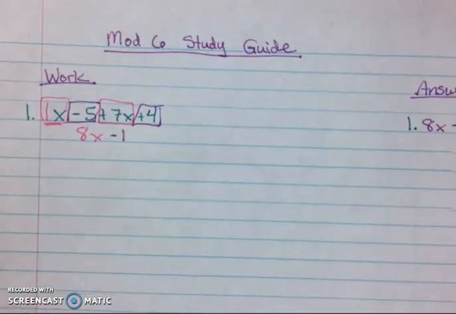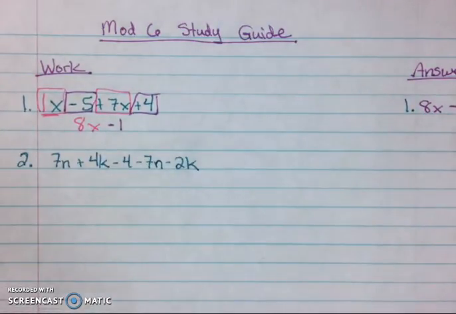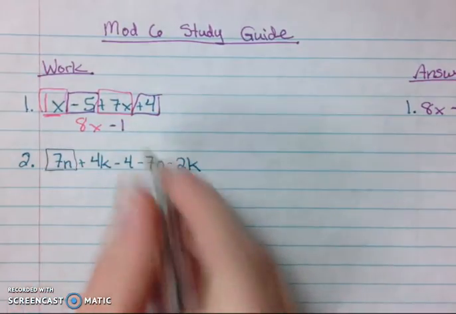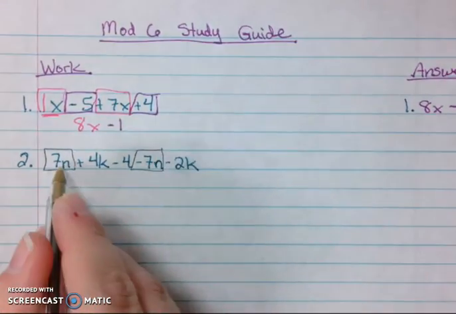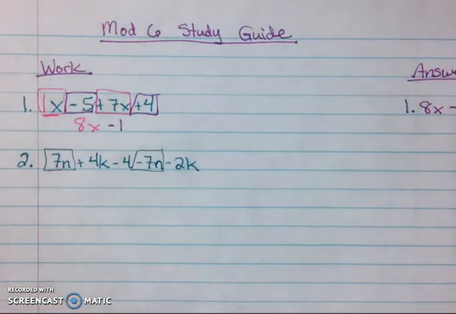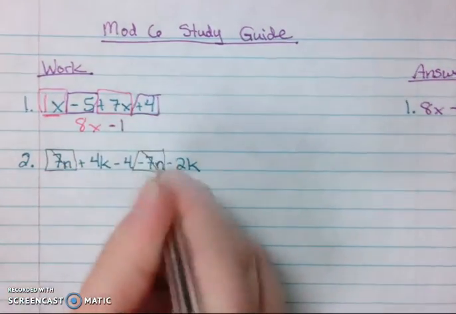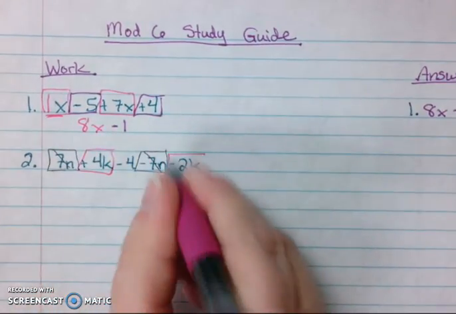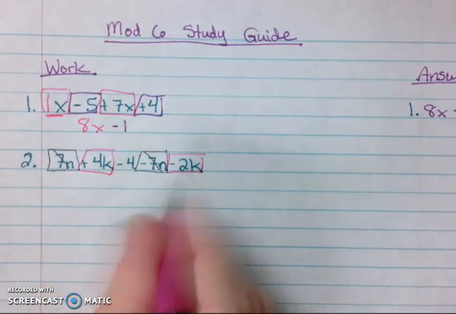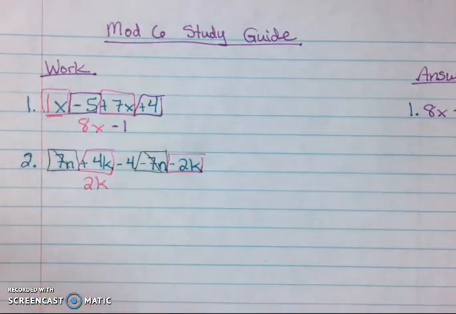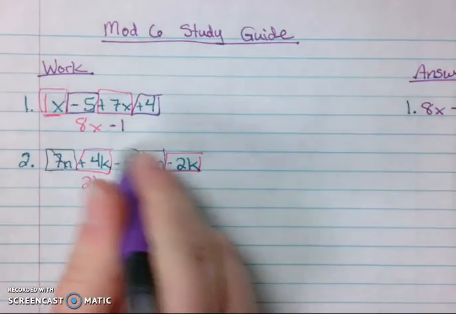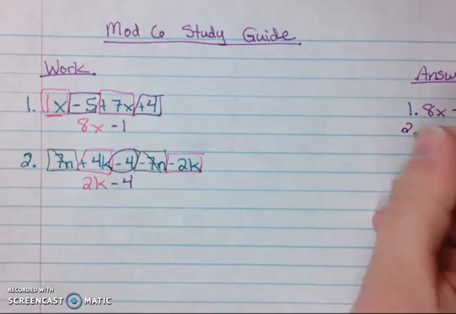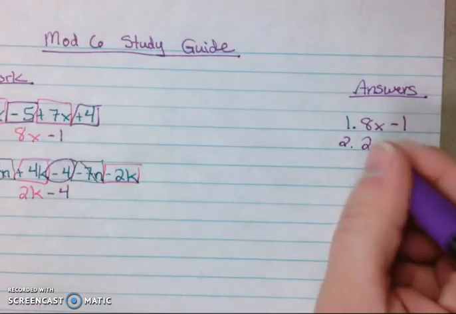So again, copy down each problem. In number 2, look for all your like terms. I start in the front. Here's n, and I look for n, and here we go. So 7n minus 7n. 7 minus 7 is 0, so those n's are gone. Don't even write them down. And then I have 4k here, and here's minus 2k. So 4 minus 2 would be 2k. And then I'm left with just this minus 4. So I put that minus 4 here, and that's my answer for number 2: 2k minus 4.